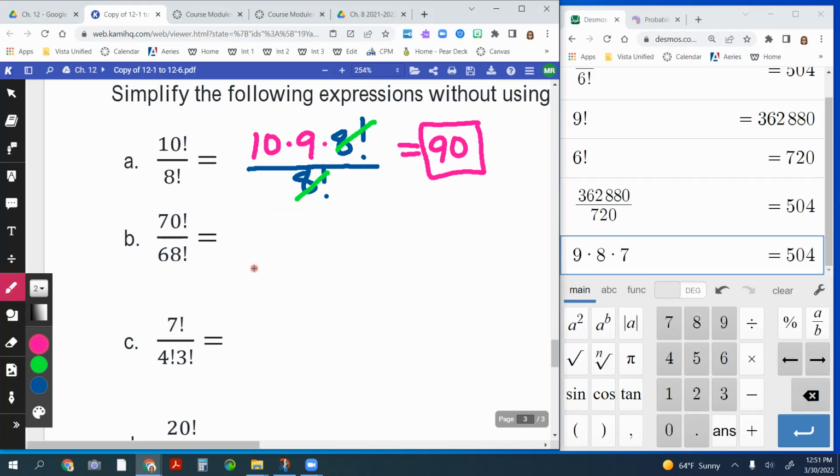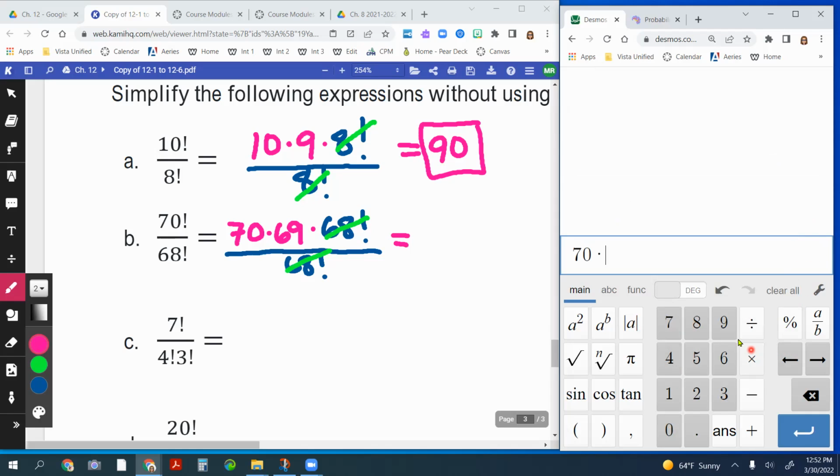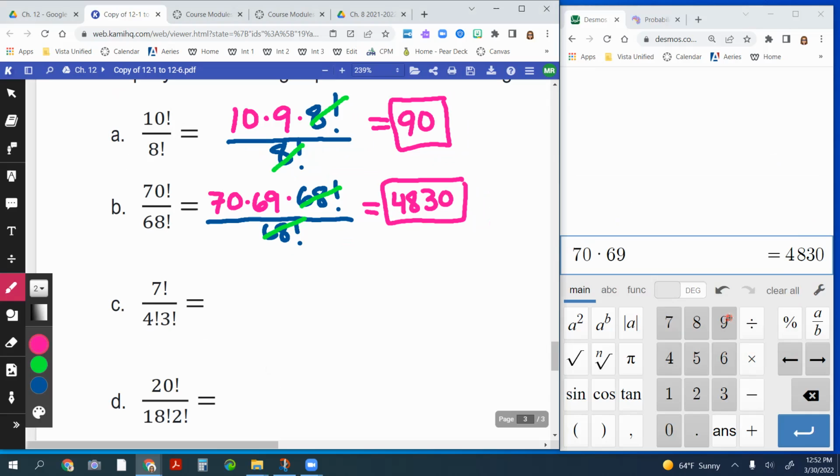So on this one, when we have 70 over 68, I'm going to start with 70 times 69 times, and again, I'm going to do 68 factorial over 68 factorial. Those are going to cancel out, and I am going to end up getting 70 times 69, which is 4,830.